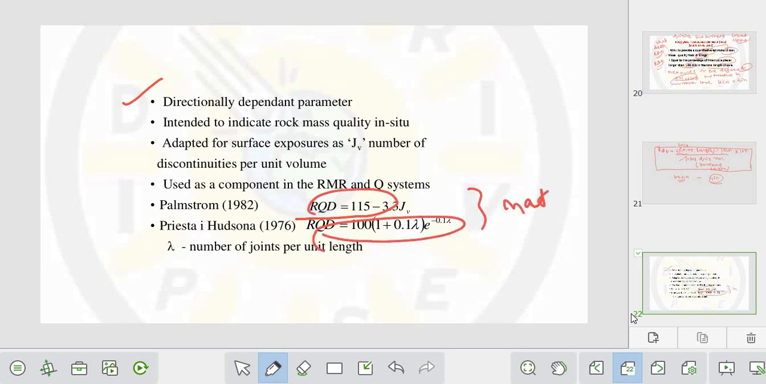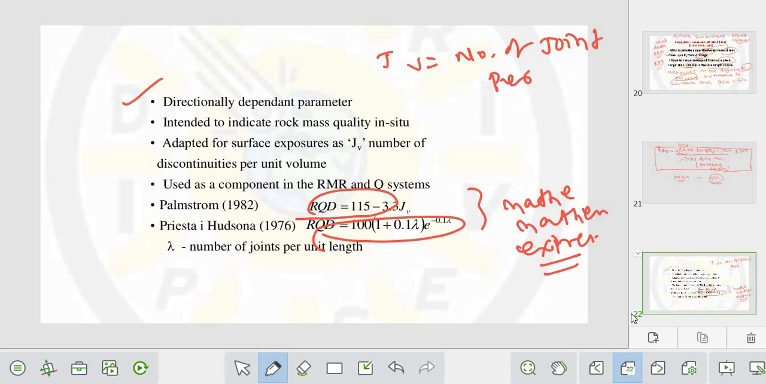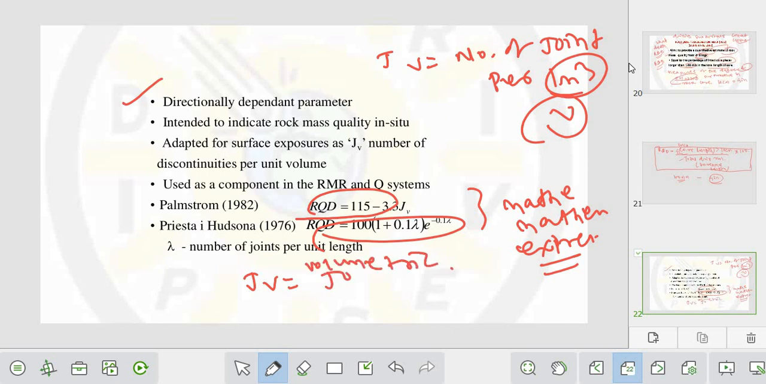This is also a mathematical expression for calculating the RQD. So JV का मतलब क्या है, number of joints per unit volume. ठीक है, कितना joint है per unit volume. Okay, so that is the JV, the volumetric joint count. Okay, it is given by Palmstrom, you can use this formula for calculating the RQD.